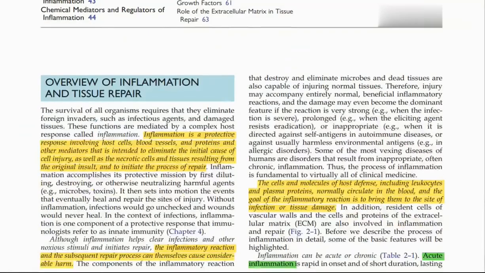So what is inflammation? Inflammation is actually the protective response involving the host cells and blood vessels and proteins and other mediators that is intended to eliminate the initial cause of the cell injury as well as the necrotic cells and tissues resulting from the original insult to initiate the process of repair. Inflammation is actually the beneficial response because it causes the protection of our host from the infectious agents.